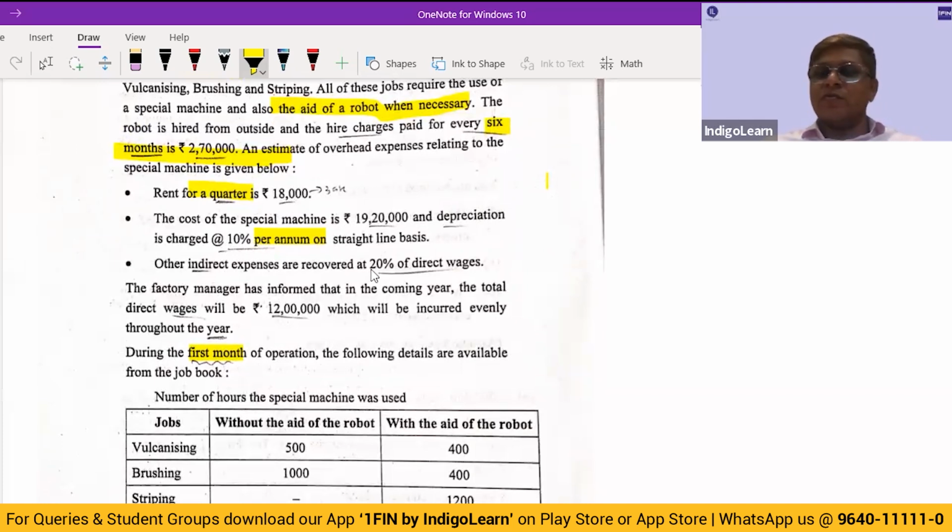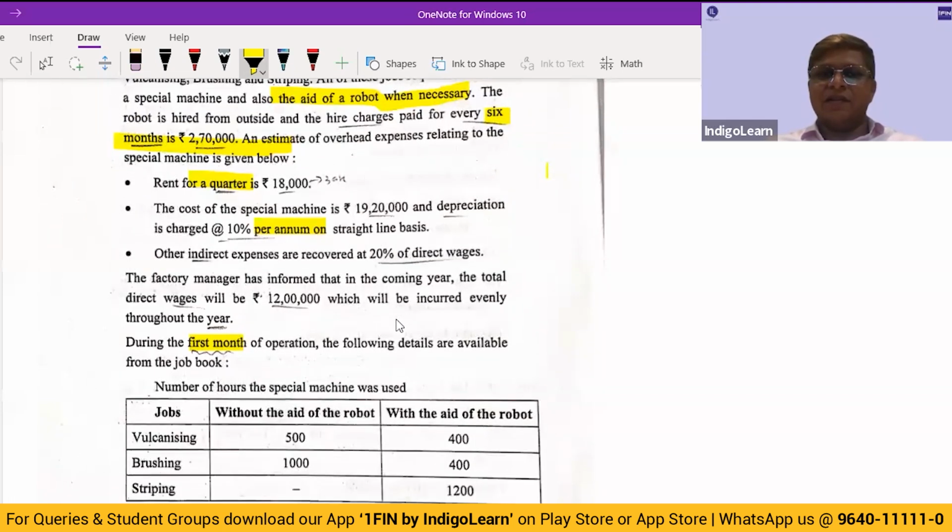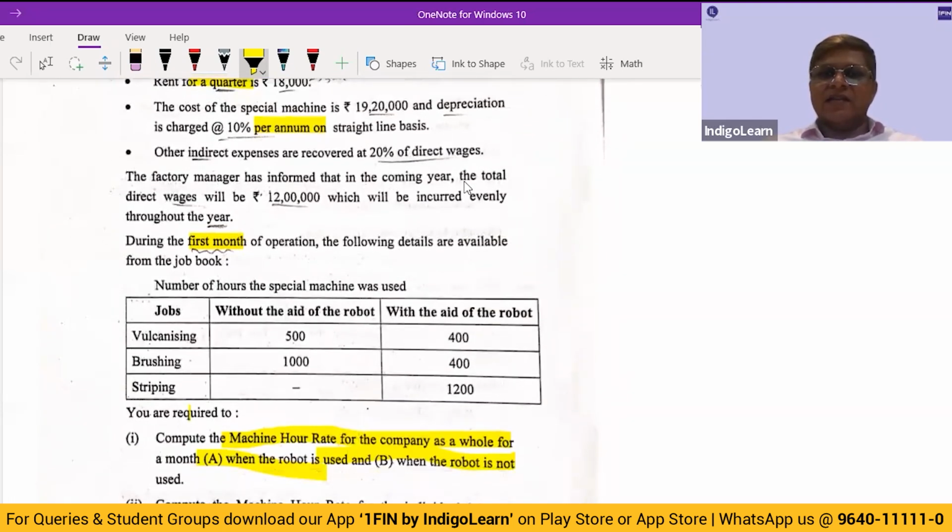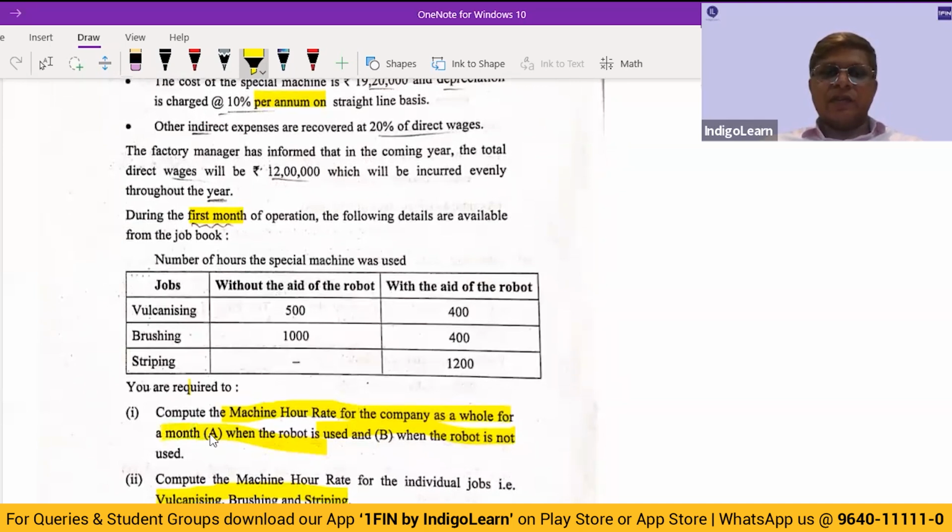Other indirect expenses to be recovered at 20% of wages they have given. Then the factory manager has informed that in the coming year, the total direct wages will be 12 lakhs. So again, this is annual, which will be incurred evenly throughout the year. So convert it to whatever period is required. And what is the period required? They want us to calculate for the month. Now, during the first month, the following details are available from the job book. Number of hours the special machine was used.